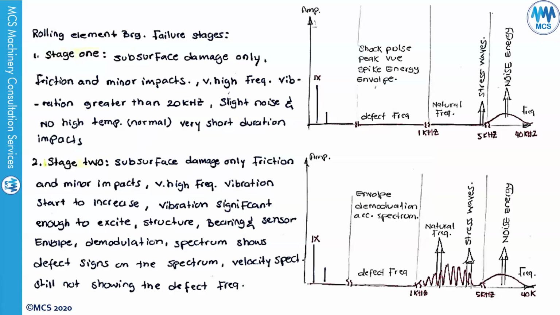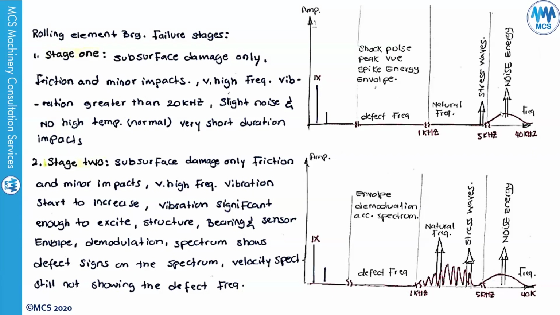For the next fault, which is bearing fault analysis. Bearing faults are one of the very common faults, and you have different stages. The first, early stage for the bearing fault is stage 1. You have subsurface damage only, and friction and minor impacts, very high frequency vibration greater than 20,000 hertz, slight noise and no high temperature, and very short duration impacts in your time waveform.